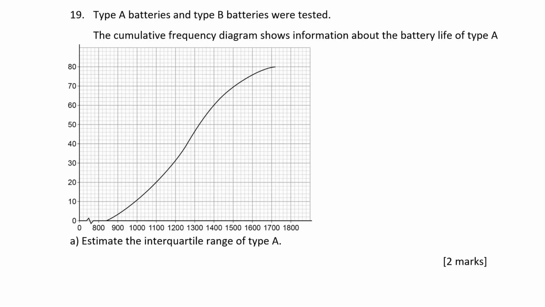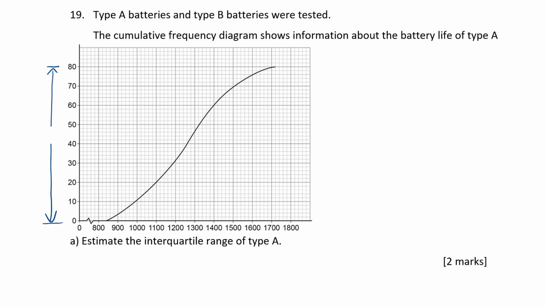Question 19. Type A batteries and Type B batteries were tested. The cumulative frequency diagram shows the information about the battery life of Type A. And we can see it's got one of those distinctive S-shaped cumulative frequency curves. Estimate the interquartile range for Type A. Okay. Now you can see that altogether we've got 80 batteries in this sample.